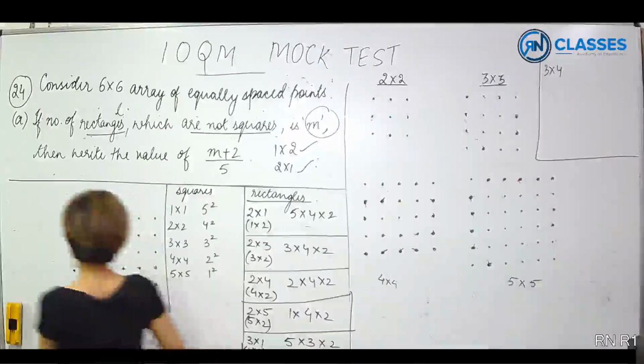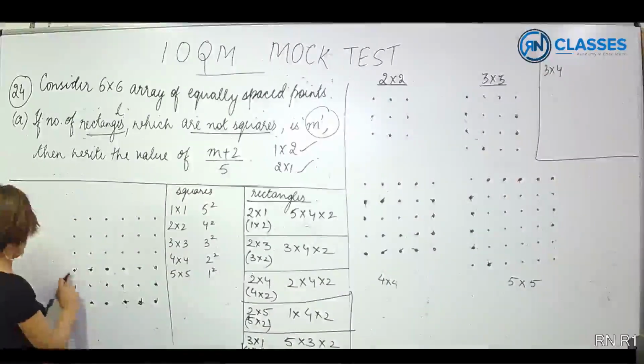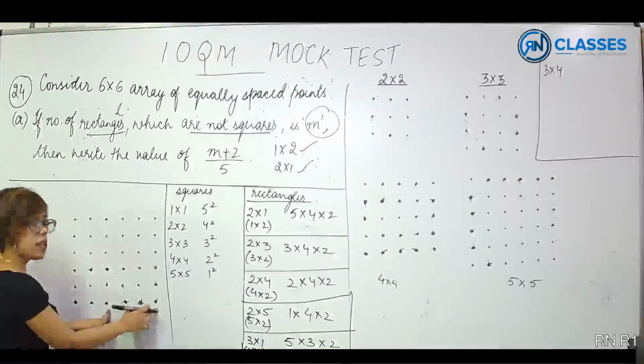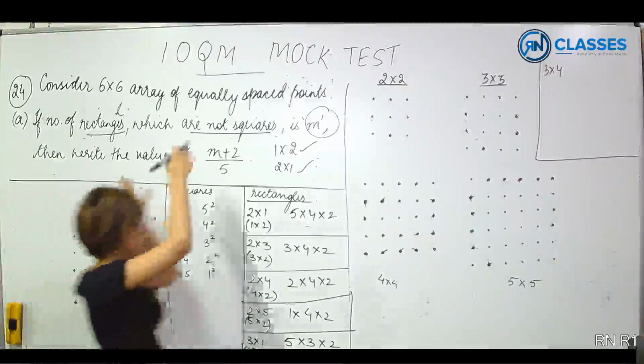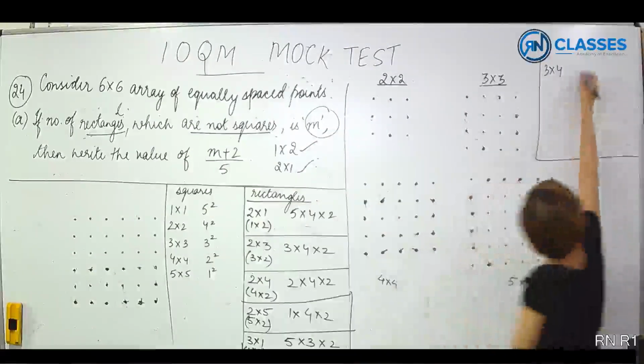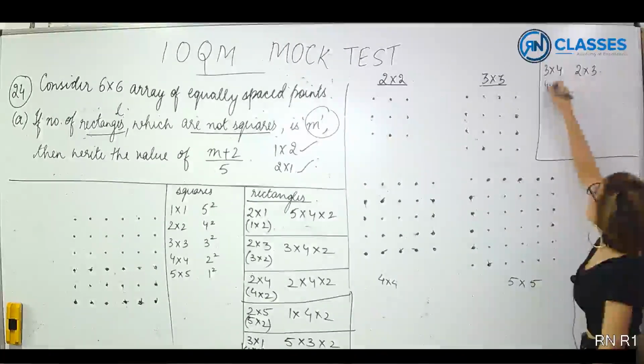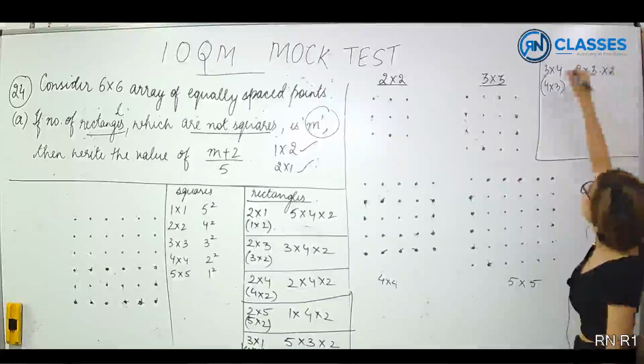Right. 3 and 4. 1, 2, 3, 4. Right. So 1, 2, 3. Right. And it will be 2 times. So 2 into 3. Right. I also want to count 4 into 3, and that will be into 2. 3 into 4 is done.